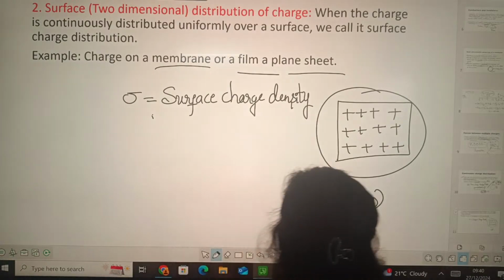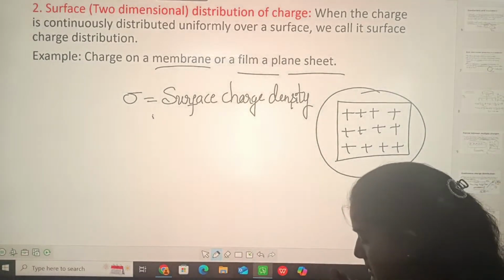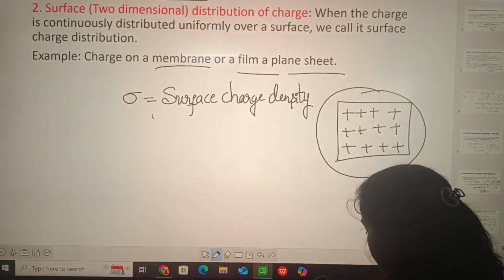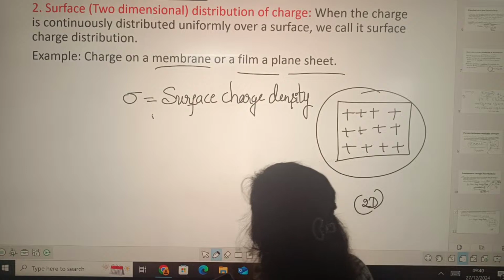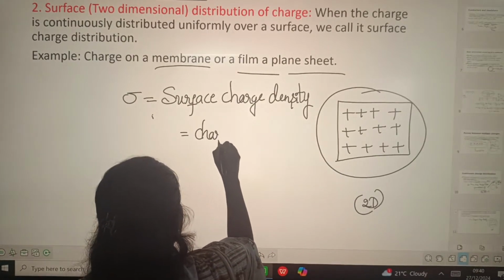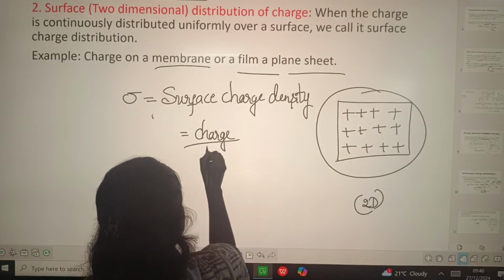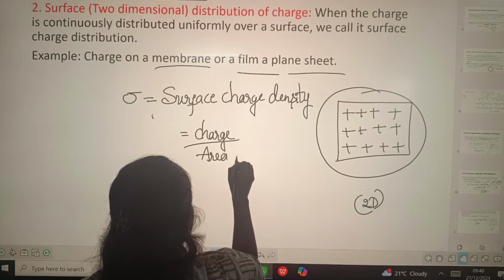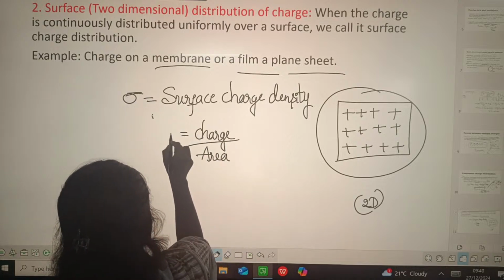Surface charge density is denoted as lambda. Now it is charge by area. We need to take charge by area, which is sigma.